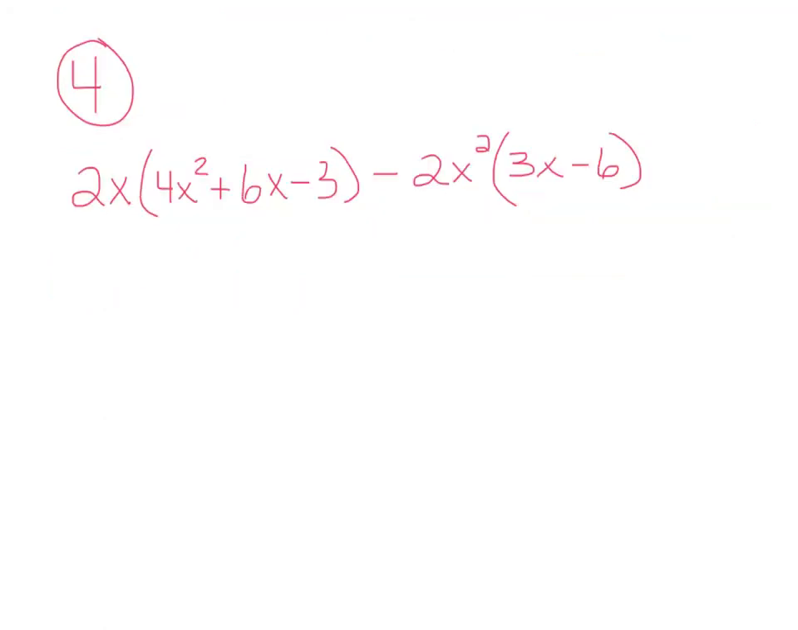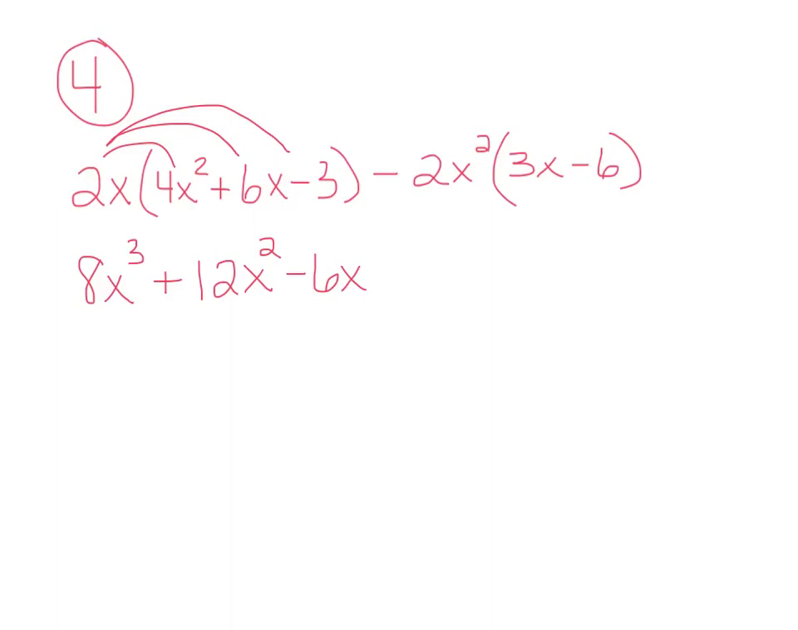All right, and the last one here. This is like a double distributing problem because we have two different sets of parentheses. So let's distribute the first parentheses first. We have 2x times 4x squared. It's going to give you 8x to the third. 4 times 2 is 8, and x times x squared is x cubed. Plus 2 times 6 is 12, and x times x is x squared. And then 2x times negative 3 gives you negative 6x.